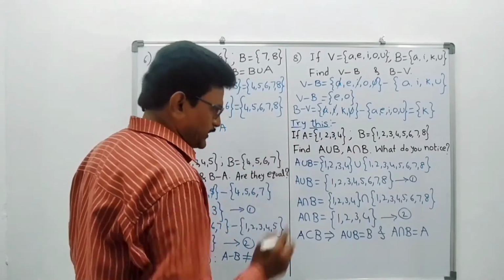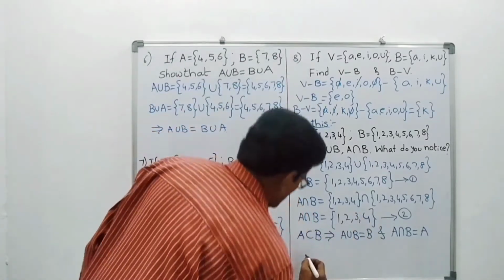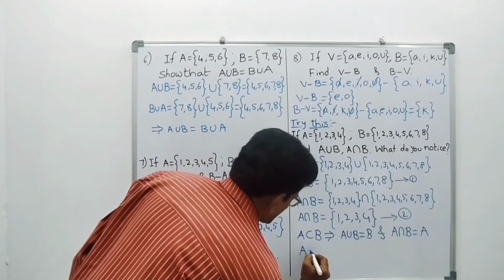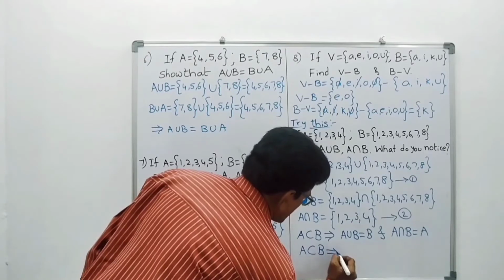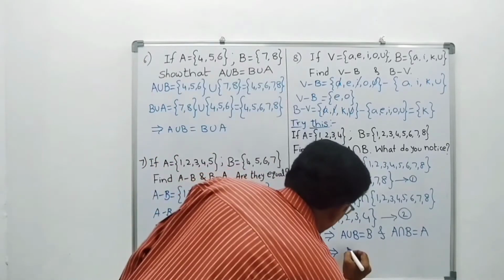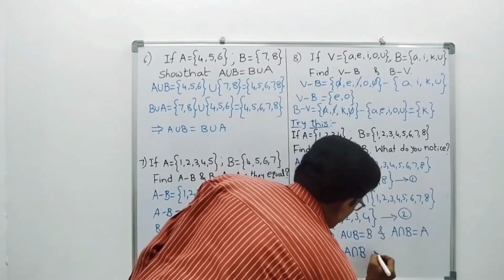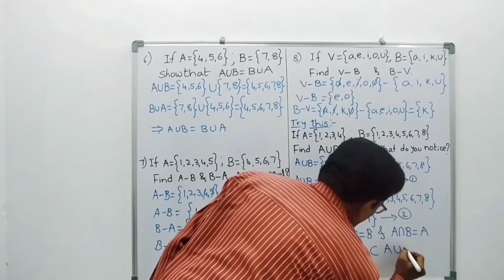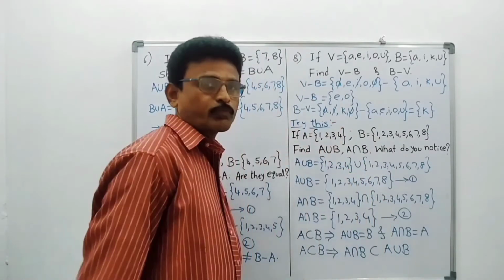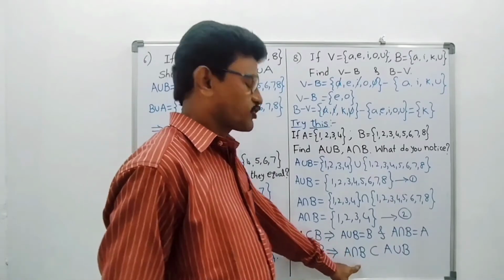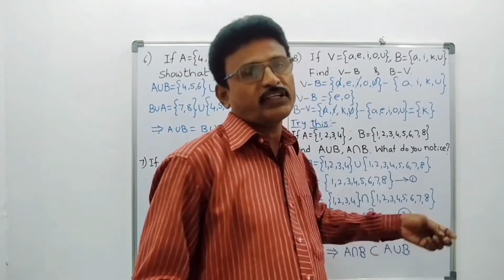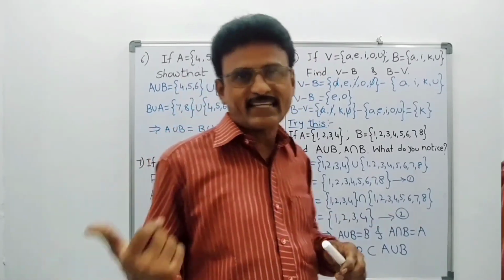Right? And one more thing we are noticing here: A intersection B is a subset of A union B. Remember this one also. Always A intersection B will be a subset of A union B. Right? We will go to the exercise.